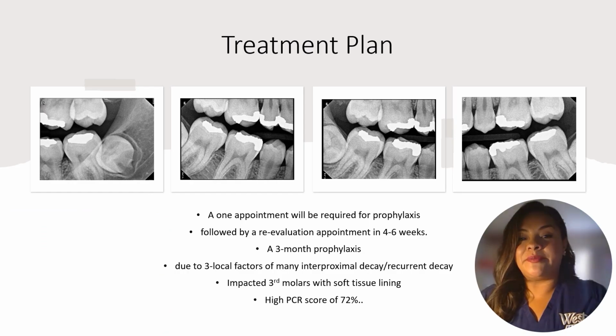As for his treatment plan, one appointment will be required to do his prophylaxis. This will be followed by a re-evaluation appointment in 4 to 6 weeks. After that, we will see the patient every 3 months due to his 3 local factors of many interproximal decay, impacted third molars, and a high PC score of 72%.